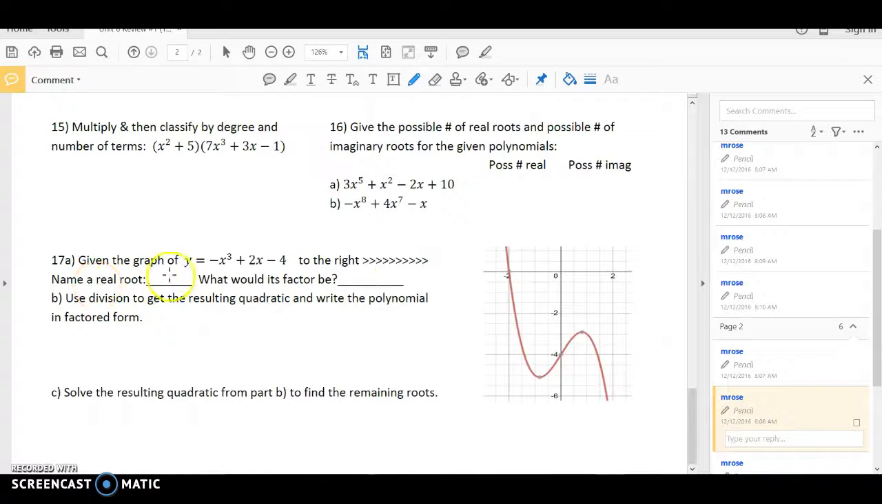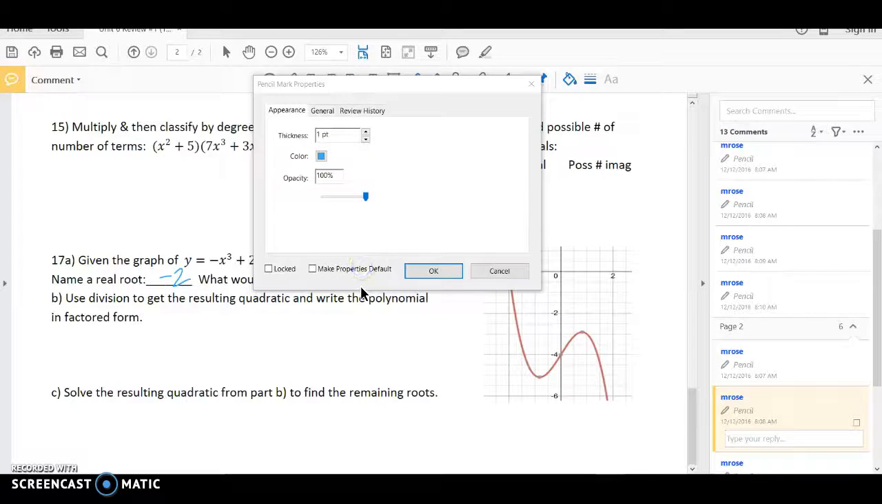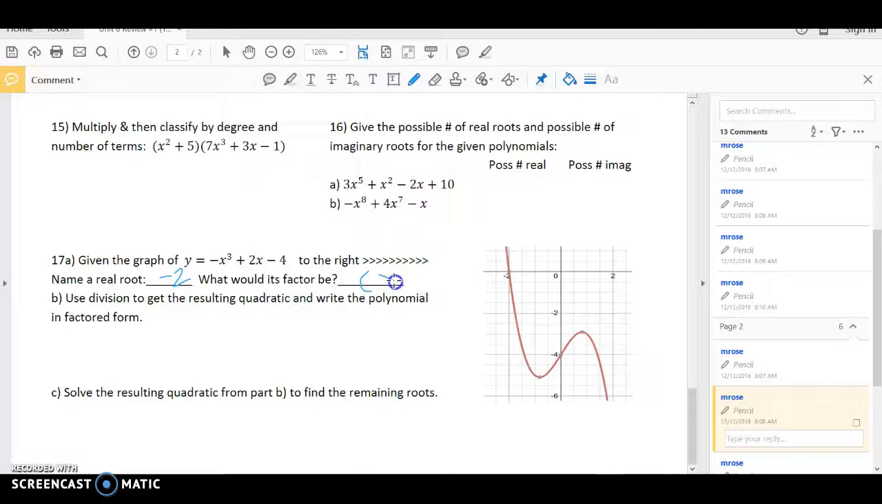This very last problem, you're going to look at your graph to see your real root. My real root in this problem would be -2. How would I write that as a factor? Well, I'd write this factor as x plus 2. And that would be my answer.